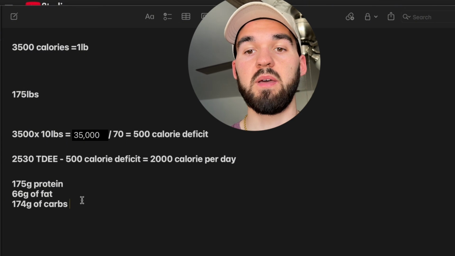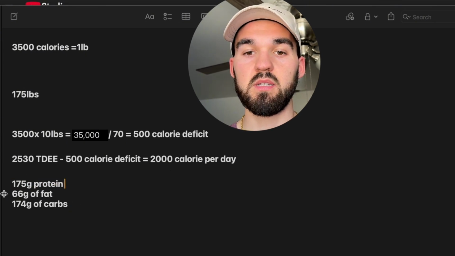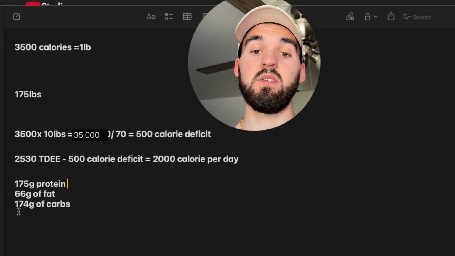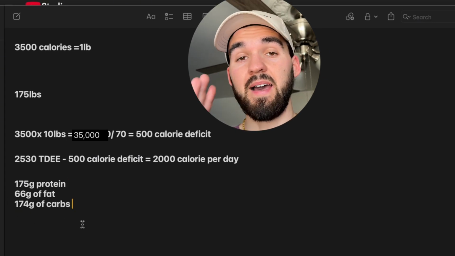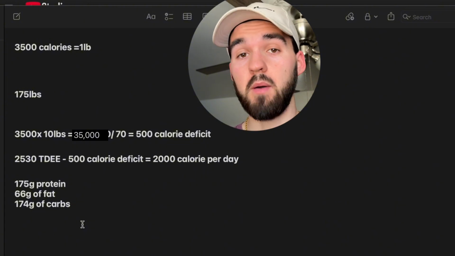So there you go. I have my 2,000 calories per day. I have my 175 grams of protein, 66 grams of fat, and 174 grams of carbs. If I eat that every day, I will lose weight. And I will probably lose about a pound.